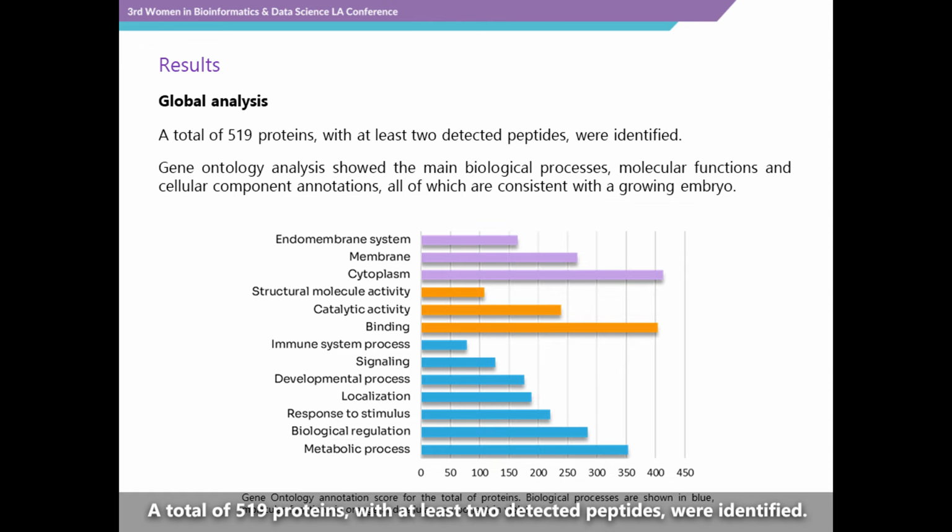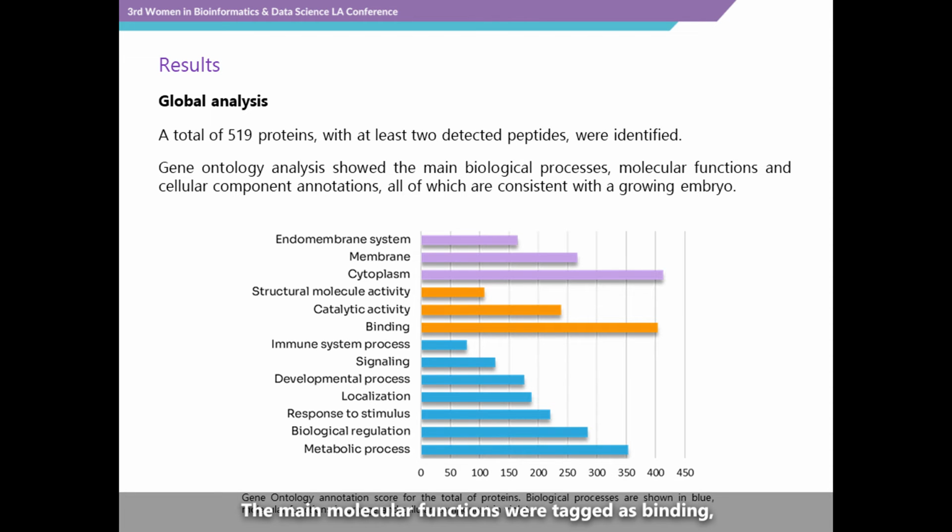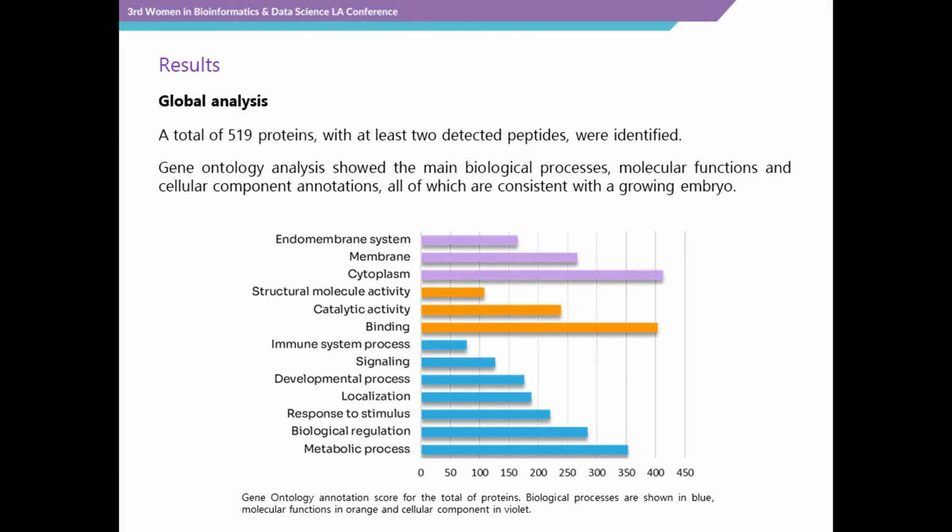A total of 519 proteins with at least 2 detected peptides were identified. Gene ontology analysis showed that most of the proteins were localized in the cytoplasm in association with the membrane or the endomembrane system. The main molecular functions were tagged as binding, catalytic activity, and structural molecule activity proteins.